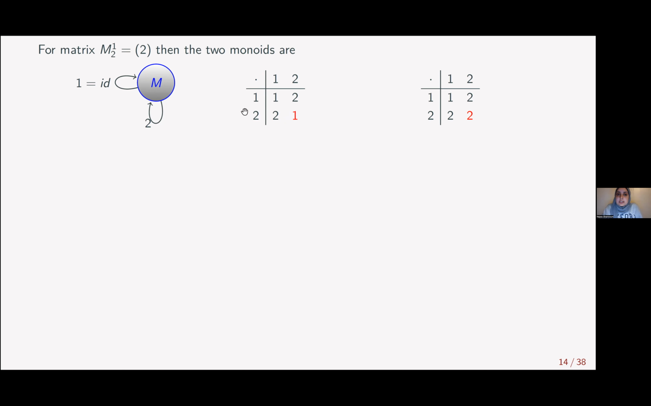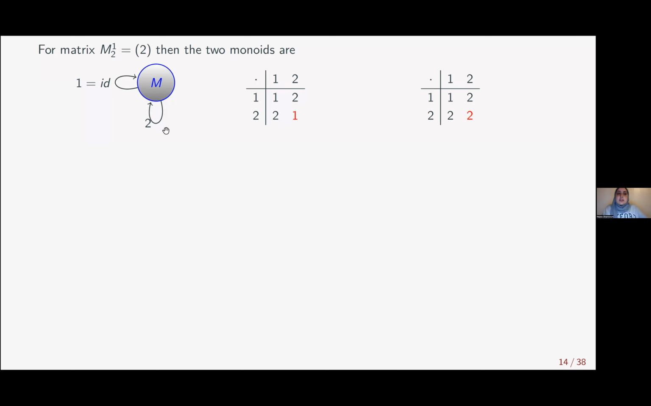And in the first case here, it's clearly the group Z2, because there's always going to be a group case among the cases. And we all know that there's only 1 group of order 2, which is Z2. So this is it. And the other monoid is not a group.